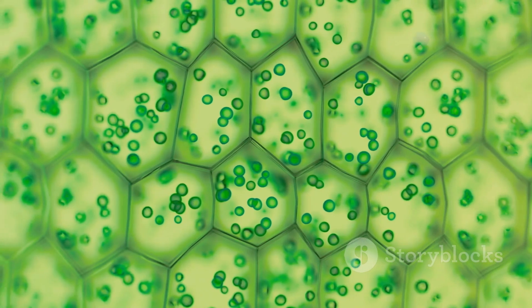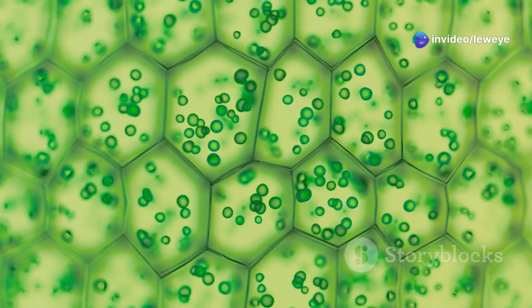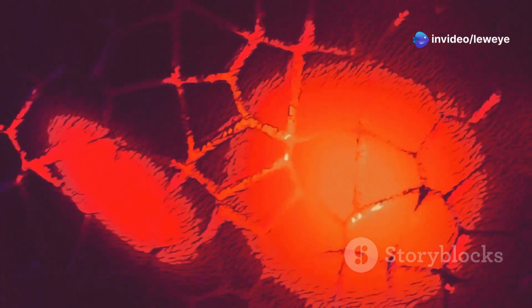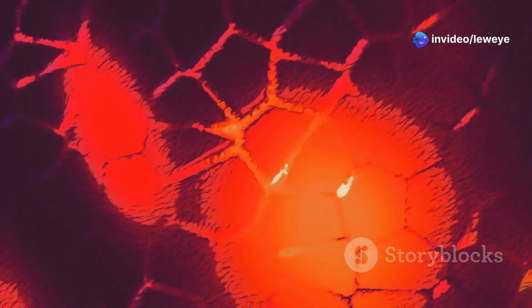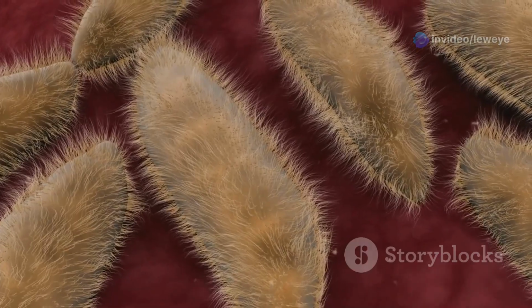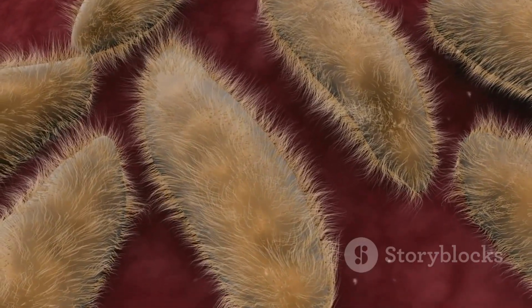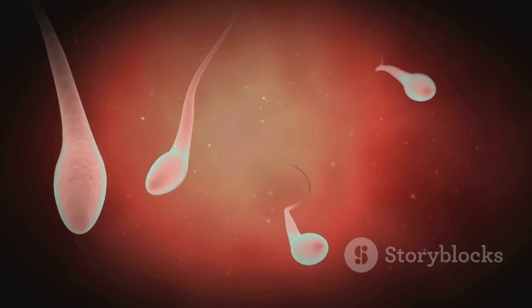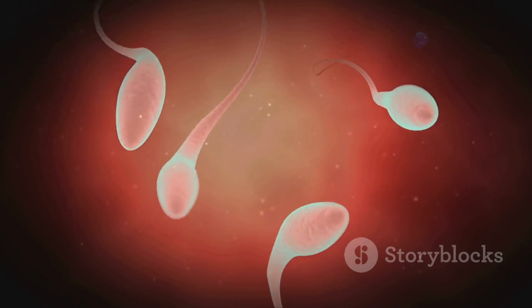Plant cells boast chloroplasts containing chlorophyll for photosynthesis. They also have a cell wall offering structural support and protection. Some animal cells have cilia or flagella for movement. Cilia are hair-like projections, while flagella are whip-like tails, like in sperm cells.